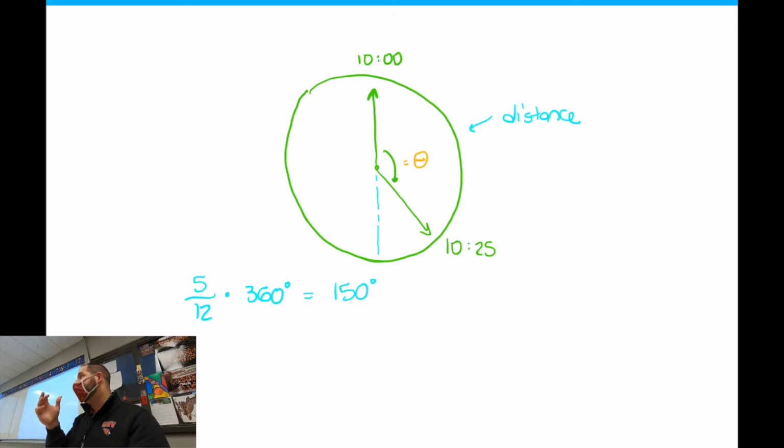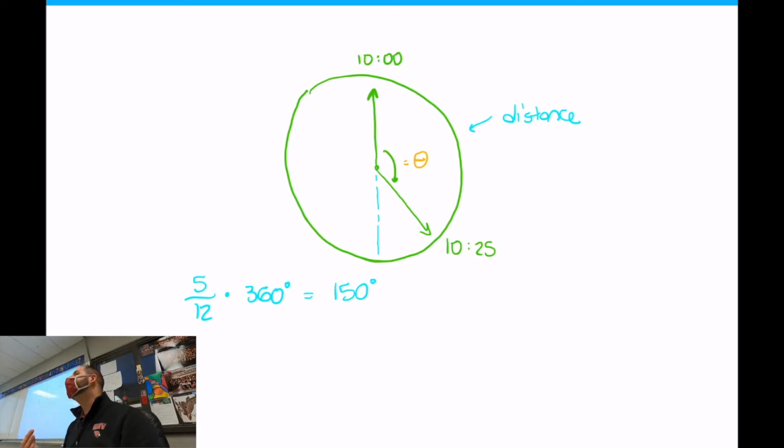Now, let's stop and smell the roses at this point. Does that number make sense for my drawing, the 150 degrees? Yeah. I said it was going to be less than 180, and it was. And it would get you to whatever number you needed to. So it gets you to the 5.